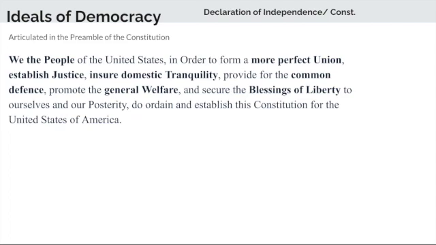So here's the deal. We're going to go through this and break down what the goals here were. We, the people of the United States, in order to form a more perfect union, establish justice, ensure domestic tranquility, provide for the common defense, promote the general welfare, and ensure the blessings of liberty to ourselves and our posterity, do ordain and establish this Constitution for the United States of America.